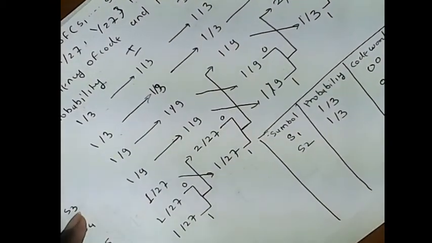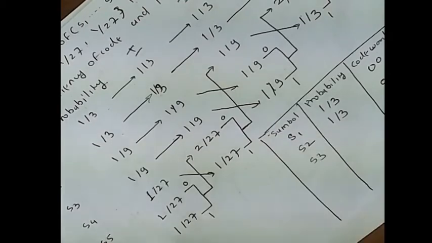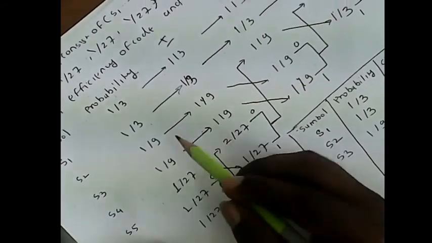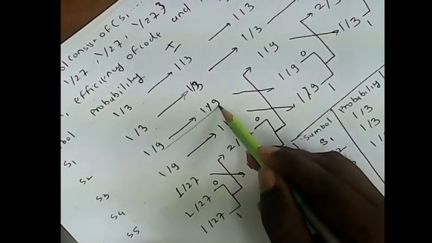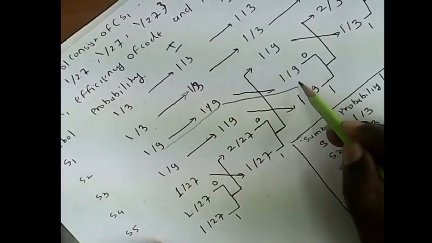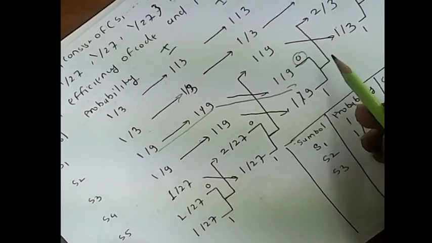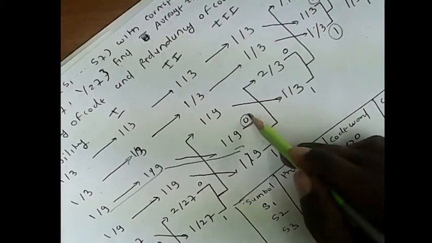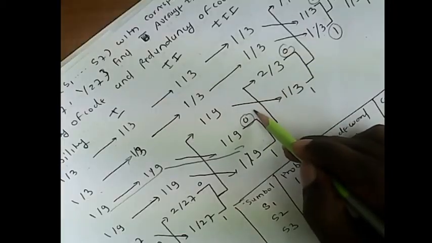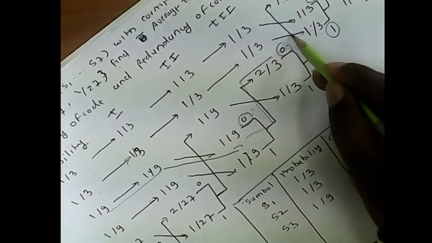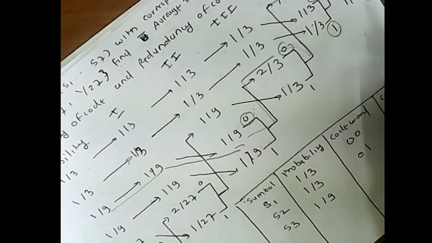Then similarly for S3 having probability 1/9, we find the code word. Following the forward path, the first code will be 0, then combining with this, this is the second, then it is combined with this, then the code will be 1.